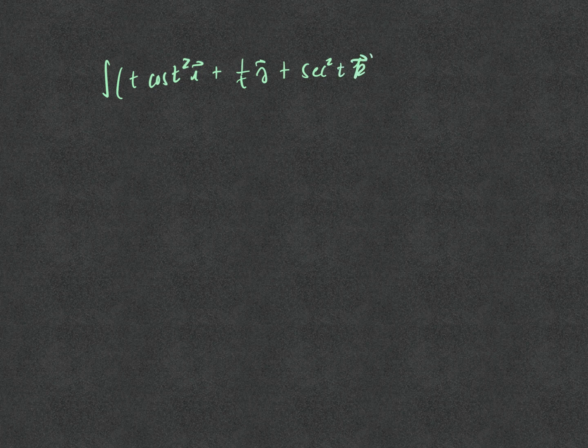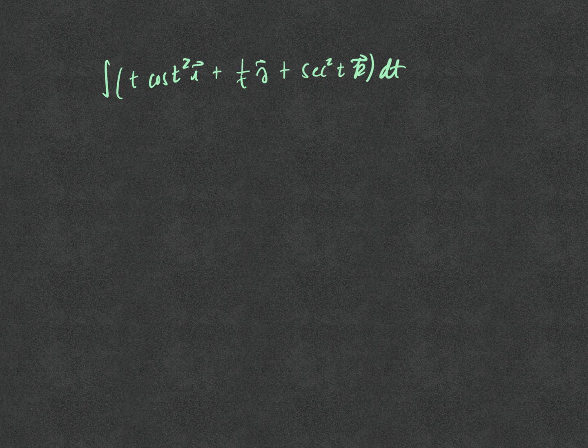So this is from the exercises. We know they get a little more difficult, and it says to integrate parentheses t cosine of t squared i plus 1 over t j plus secant squared t k, all with respect to t. Now, when I looked at the exercises, it looks like at most we have some u sub happening, maybe a couple of them. But I didn't see anything majorly difficult. So let's look at this one.